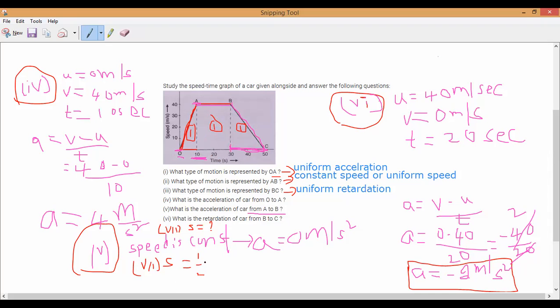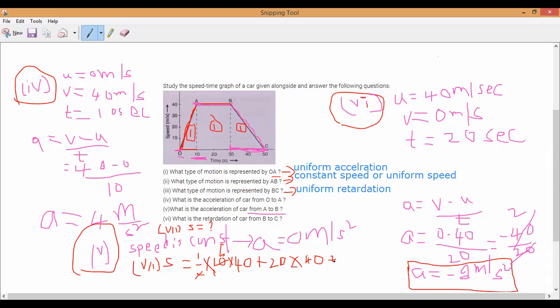Half into base, which is 10, into height, which is 40. This is the first one. Directly I can write 5 fours are 20, so 200. Plus the rectangle, 20 and 40: 20 into 40, because it is length into breadth. Length is 40 and breadth is 20. 30 minus 10 is 20 only. So that will come.